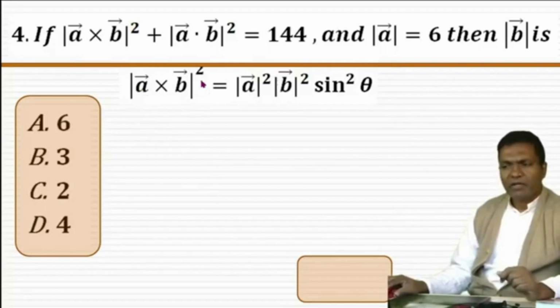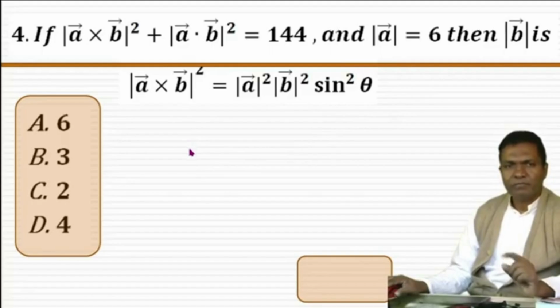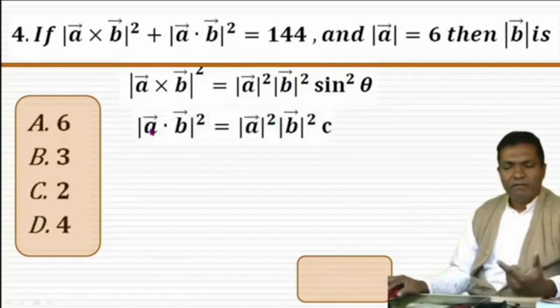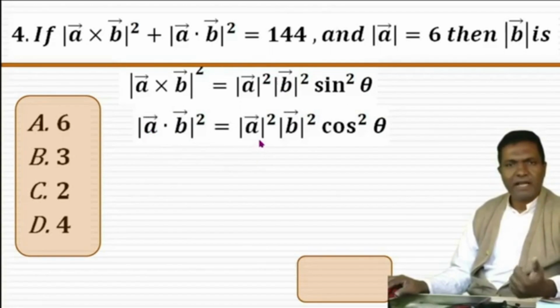Magnitude of A cross B square can be written as magnitude of A square into magnitude of B square into sine square theta. Why? Because you know the cross product A cross B is magnitude of A, magnitude of B into sine theta into n cap. If you take magnitude, the magnitude of n cap is 1, so you are left with only this. On squaring you are left with this. Similarly, vector A dot B is magnitude of A, magnitude of B into cos theta, and taking magnitude, you will get this.